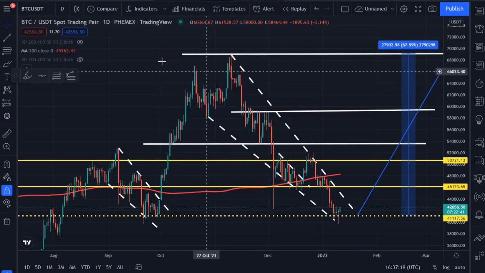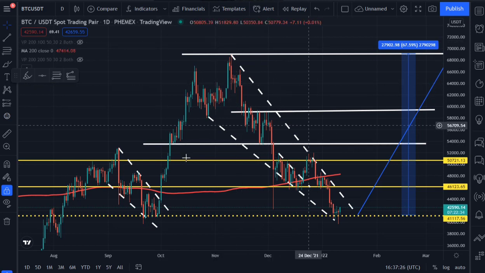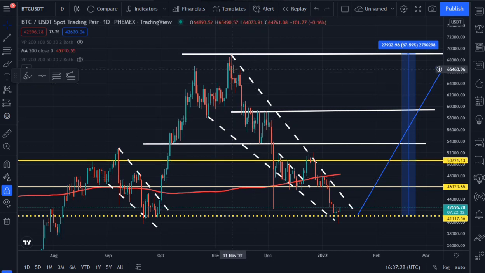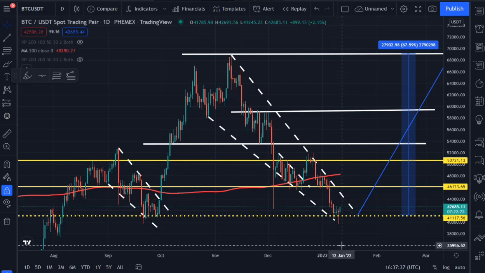But we are on the daily time frame, and on the daily time frame we have a bullish signal. This is a falling wedge, and a falling wedge is usually most of the time a bullish signal. That is, the price is likely to reverse. As you can see, we're on the daily time frame right now, and this is on Phoenix. We're on BTC/USDT pair on Phoenix.